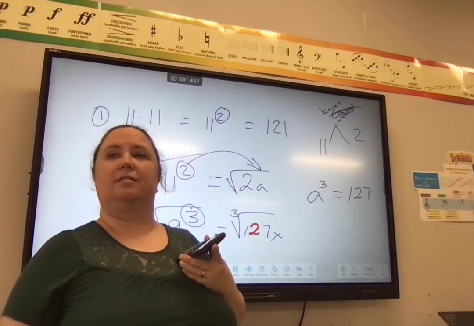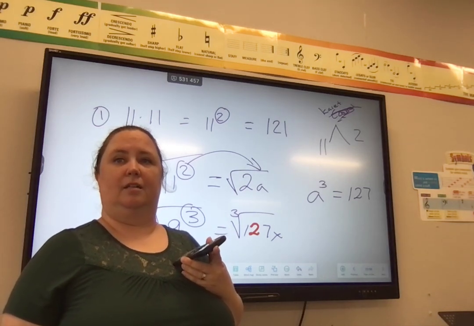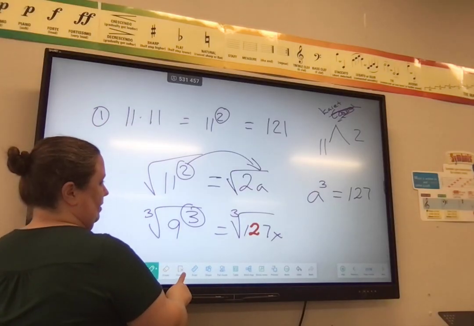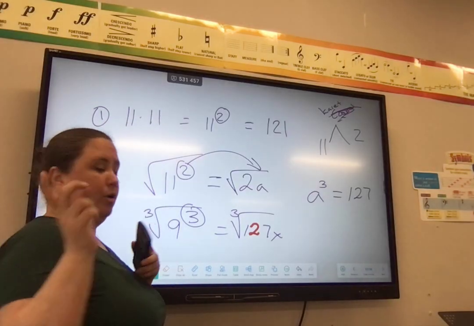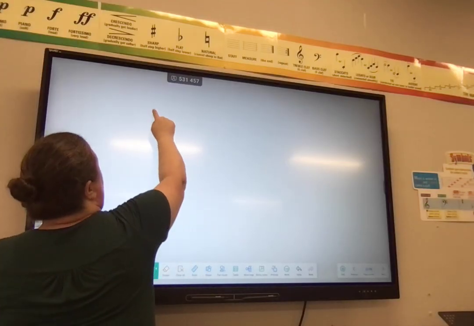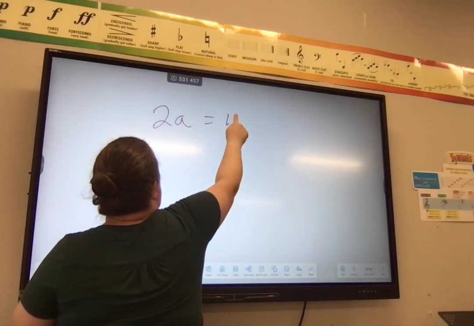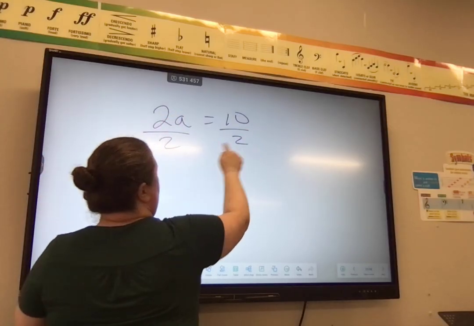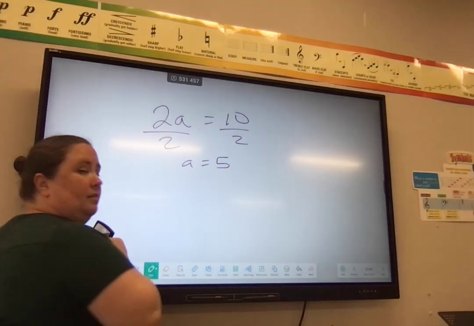It makes more sense. You keep saying square root, but I don't understand what that means. Okay, let me show you. So if I have 2 times a equals 10. To get a by itself, this is multiply, so we do division, right? And you get a equals 5.